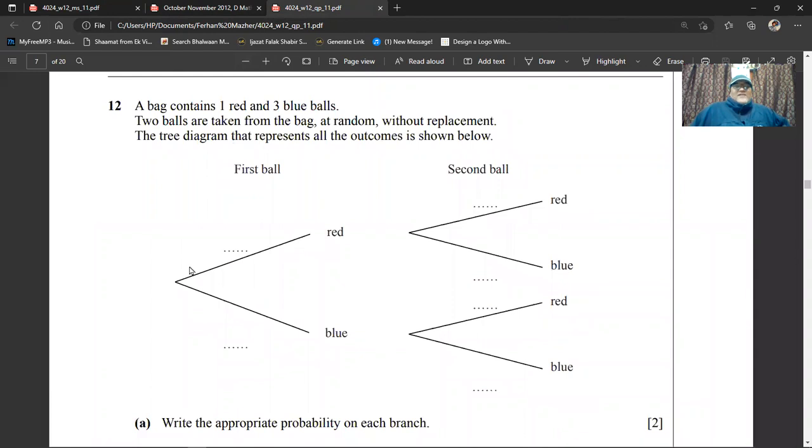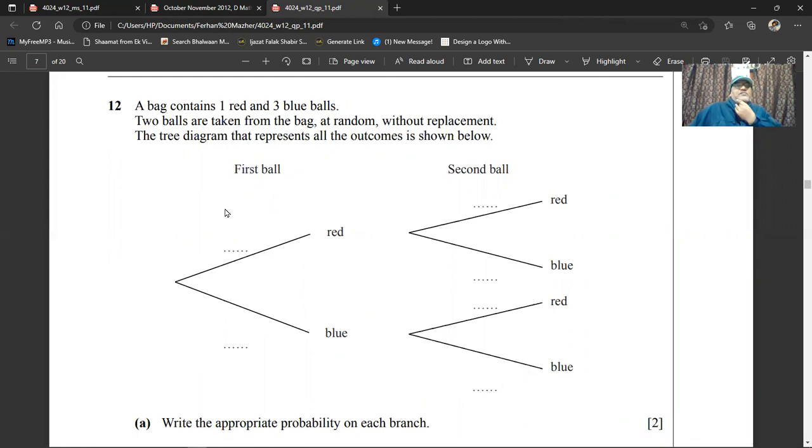So we have question number 12, and it says a bag contains 1 red and 3 blue balls. 2 balls are taken from the bag at random without replacement. The tree diagram that represents all the outcomes is shown below. Okay, so they are taking 2 balls and they are not replacing the ball.